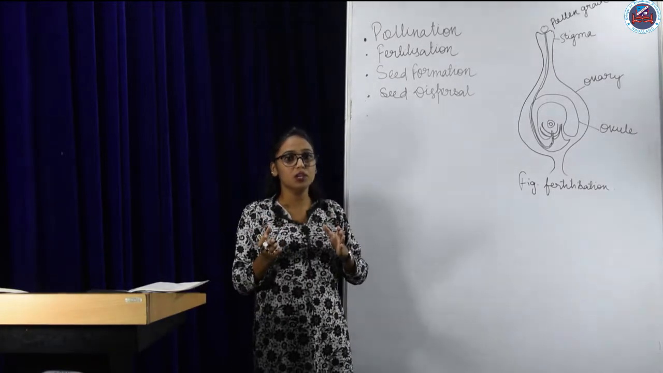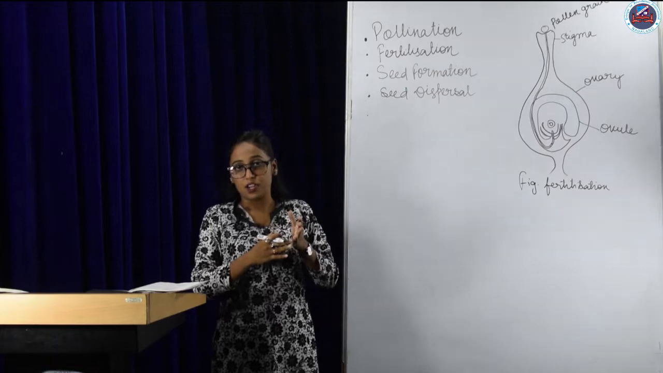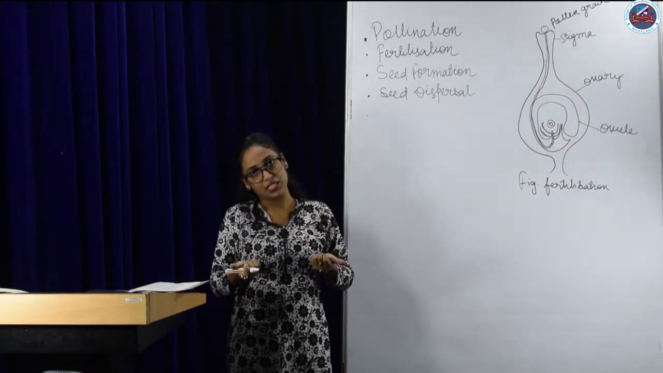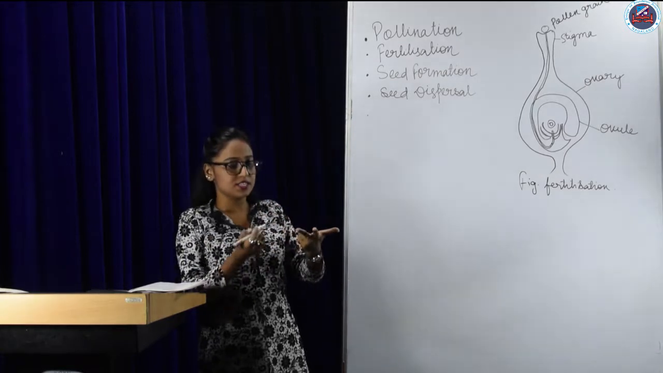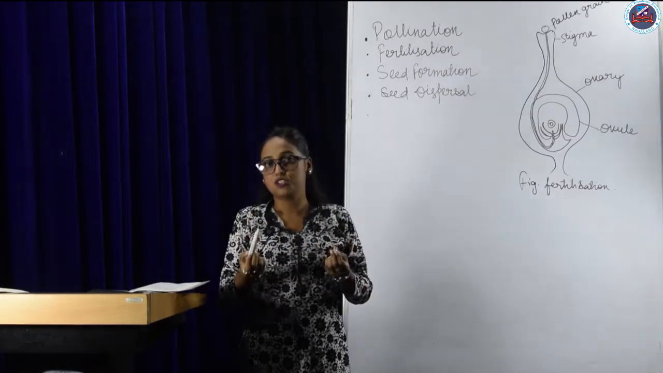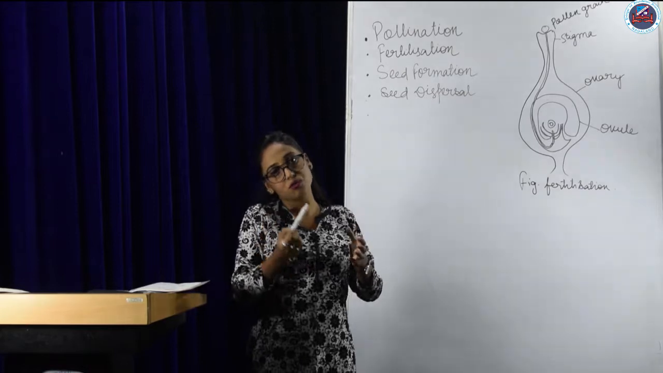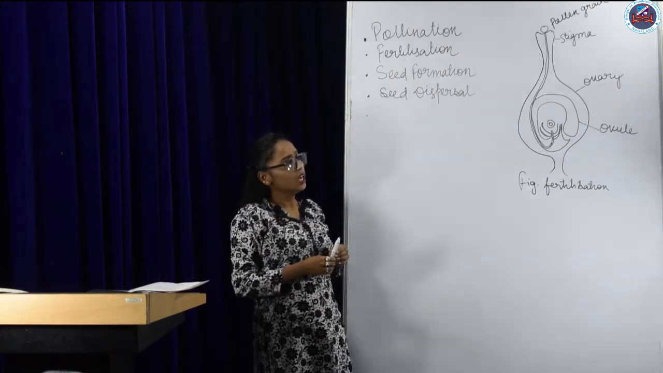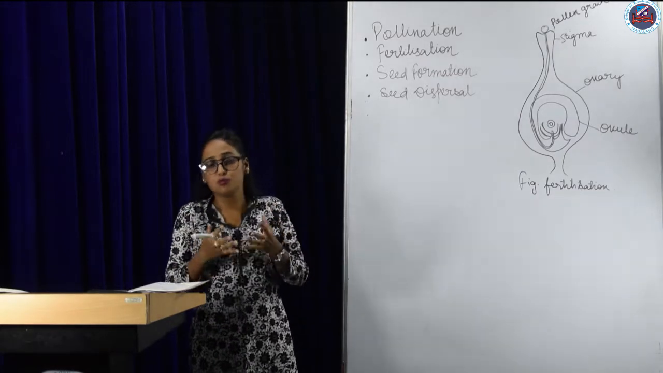And who helps them? The insects like butterflies, moths and bees, they help the flowers get pollinated. Not only the butterflies and the insects, sometimes even the water or the wind, the abiotic factors, also help the plants to get pollinated. Now why do we need pollination?